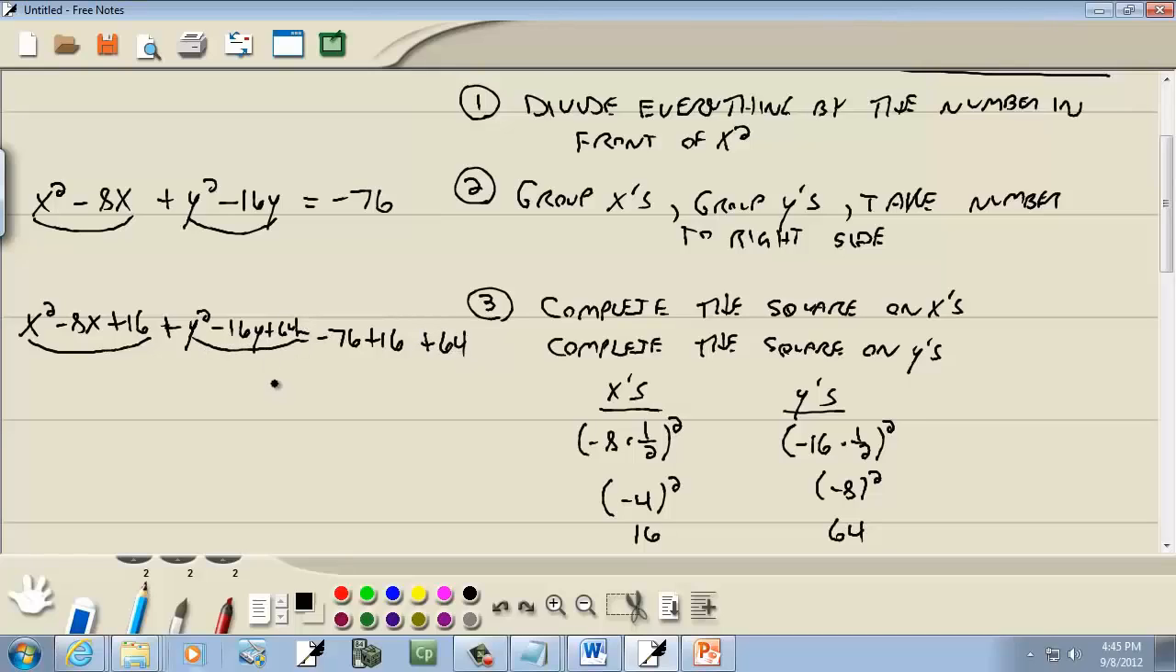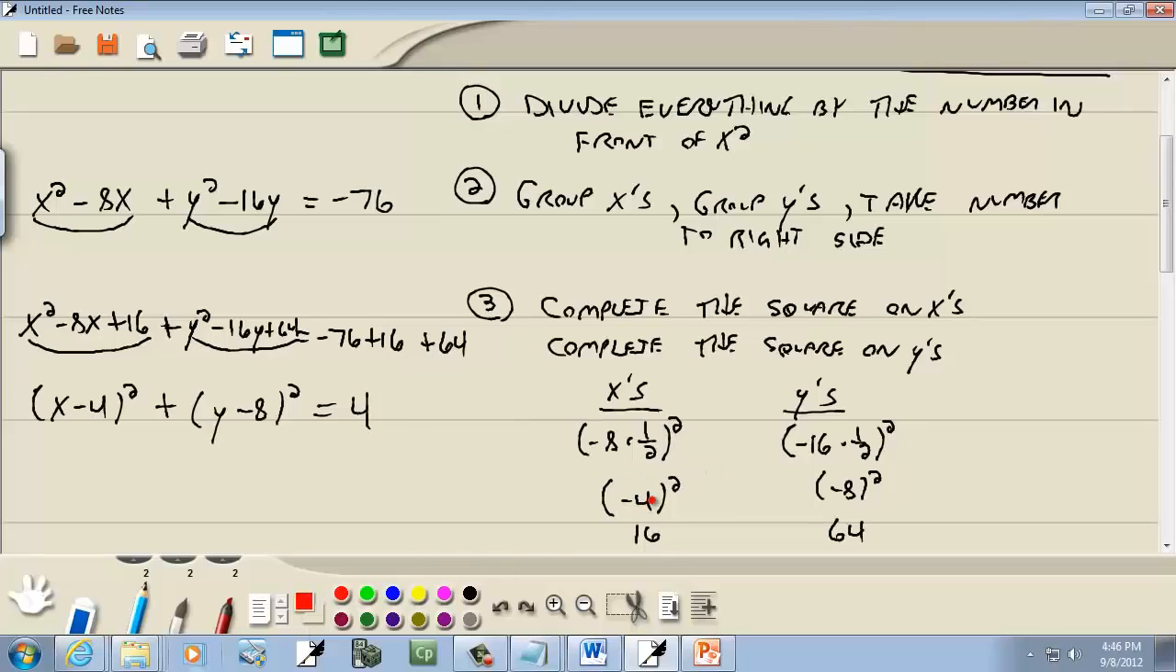And again, I'm grouping those together. Now remember, with completing the square, we're going to factor these now. This factors as (x - 4) squared. And this one factors as (y - 8) squared. And I have no clue what this gives us. 80 minus that... okay, 4.